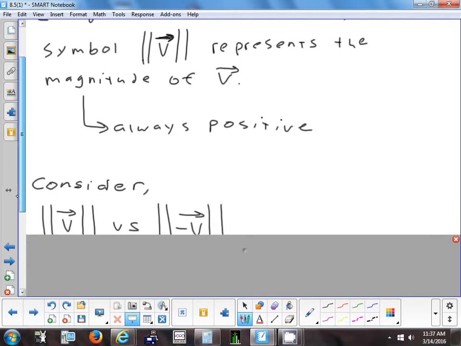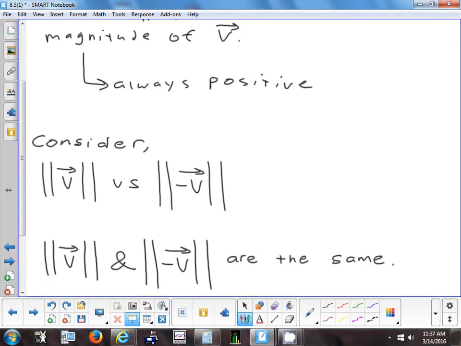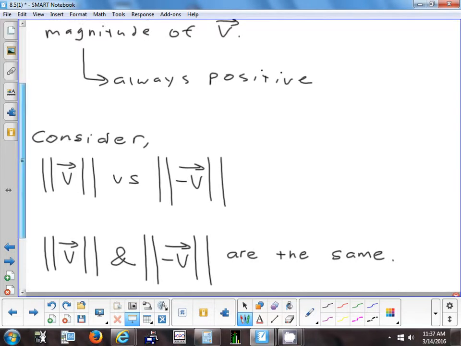Okay, how about the difference between the magnitude of v and the magnitude of negative v? Nothing. These are the same. Okay. What is different about the vectors, though? Opposite direction. They are pointing in the opposite direction, but once you take their magnitudes, we're disregarding the direction.